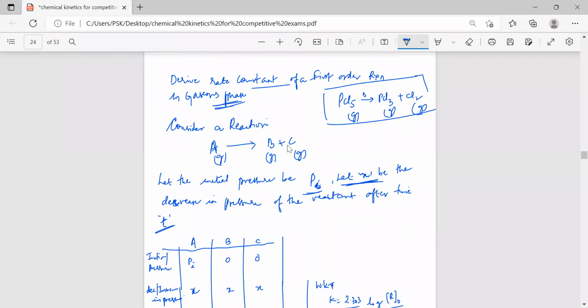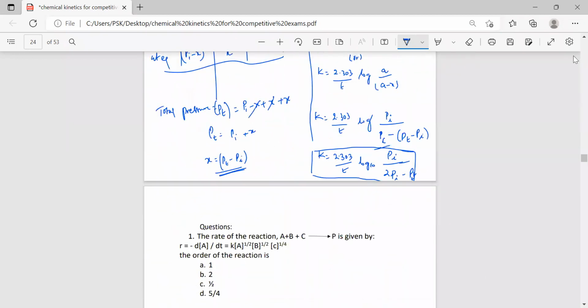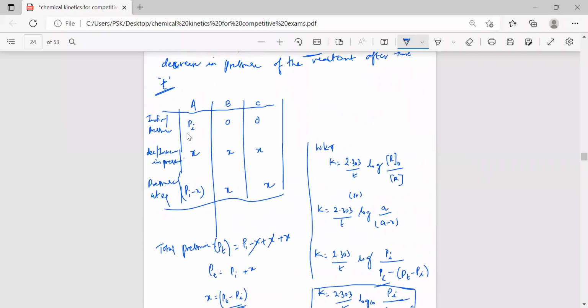So in gaseous state, what we have done, we have considered a reaction A giving you B plus C, and all are in gaseous state. So let the initial pressure be Pi of the reactant, and let X be the decrease in pressure of the reactant after some time T. So from Pi, how much is getting decreased? X is decreasing. It means X is reacting to give products. We know that A is the reactant, B and C are the products. So initial pressure of A is Pi. When time T is equal to 0, when no reaction has taken place, there are no products. Therefore, the pressure of the products are 0 and 0. After some time T, what is the decrease in pressure? Decrease in pressure of the reactant is X.